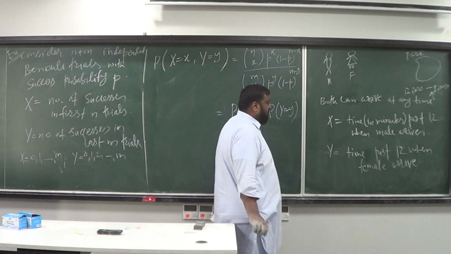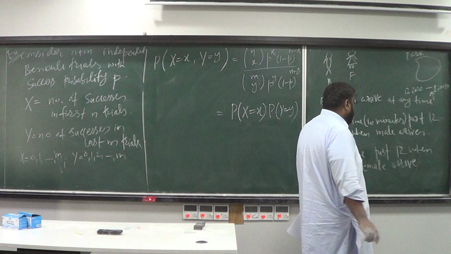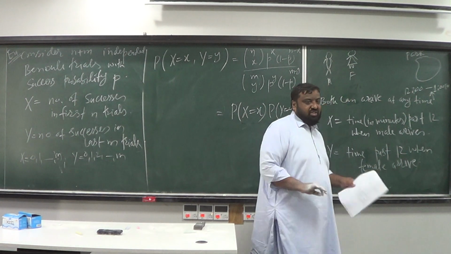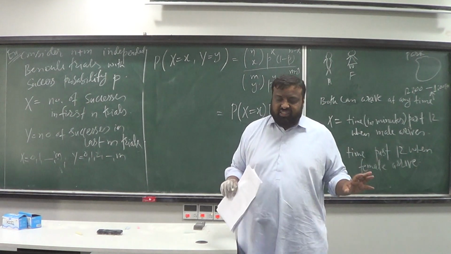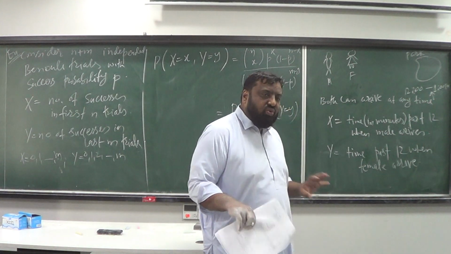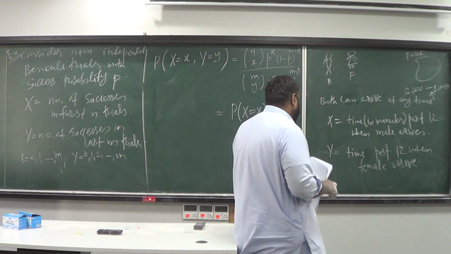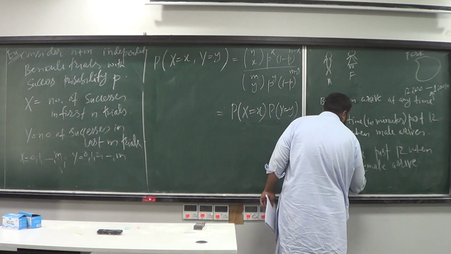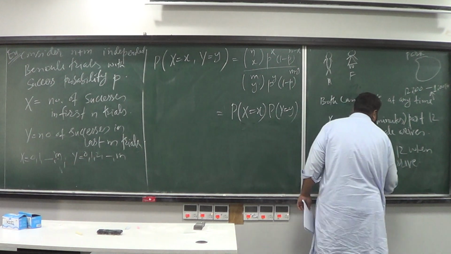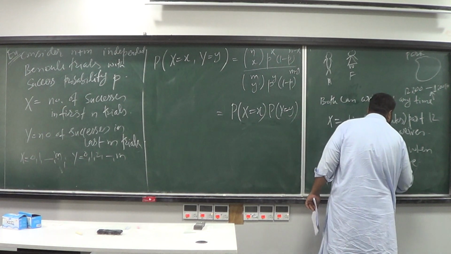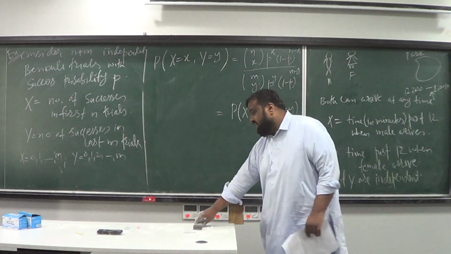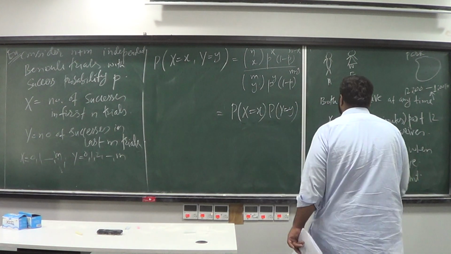So what I would like to say, imagine that both arrive independently. Their arrivals do not depend on each other. So in other words, x and y are independent random variables. Both arrive at independent times.